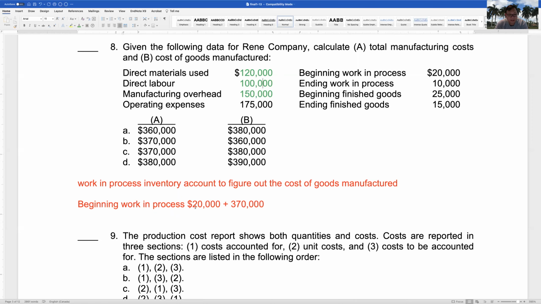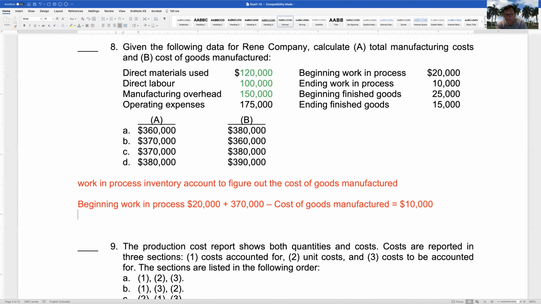So your work in process opening is 20,000 plus 370,000, okay? And then you have cost of goods manufactured. That would be transferred to the finished goods, right? For those goods manufactured, they will be transferred from work in process to finished goods. So you have to minus cost of goods manufactured. So that equals your ending work in process inventory, which is 10,000. When you solve this, you will know that the cost of goods manufactured should equal 380,000.